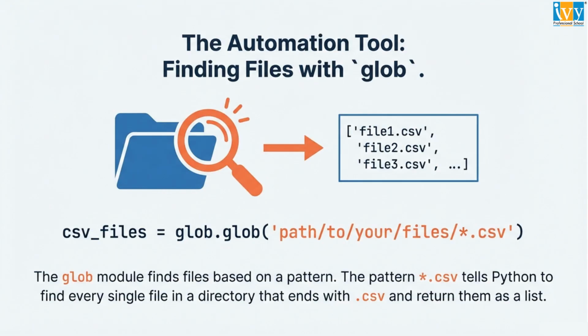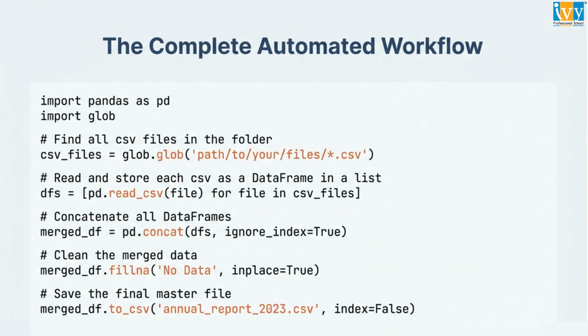The automation tool we use is the glob module. It finds files based on a pattern. The pattern *.csv tells Python to find every file in a directory that ends with .csv and return them as a list. This is the complete automated workflow. It imports Pandas and Glob, finds all CSV files, reads them into a list of data frames, concatenates them, cleans up missing data, and saves the final master file.